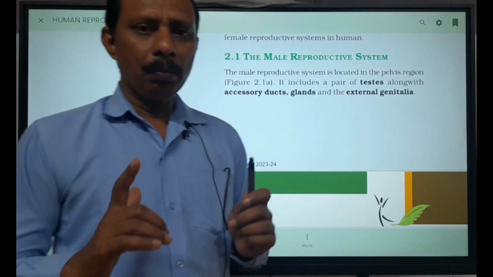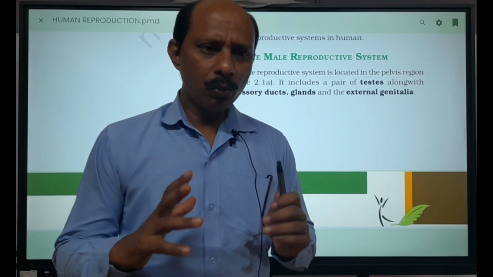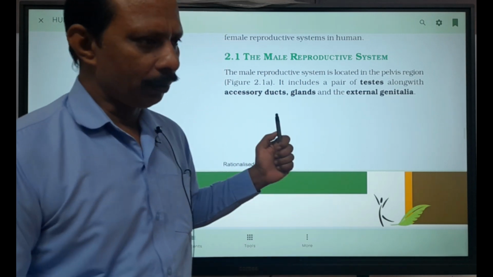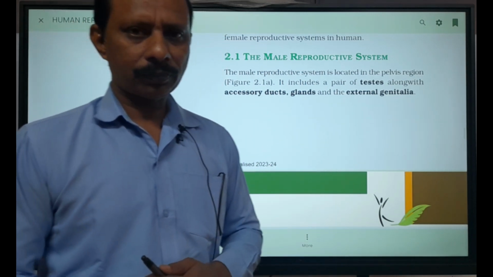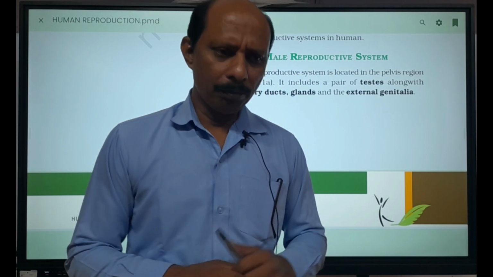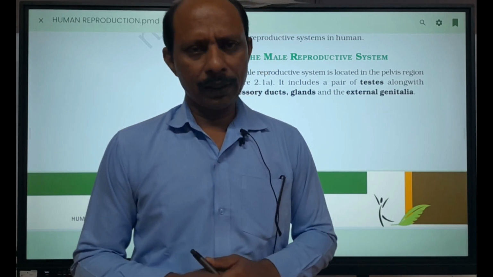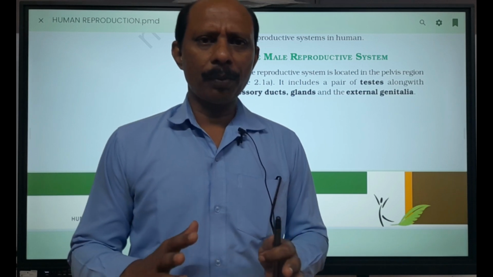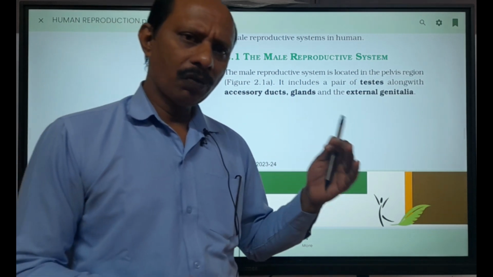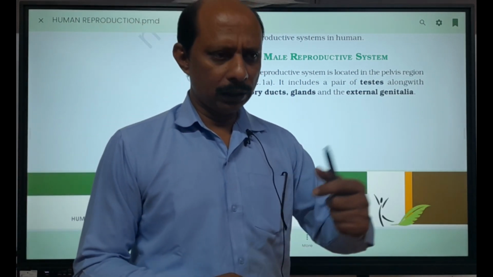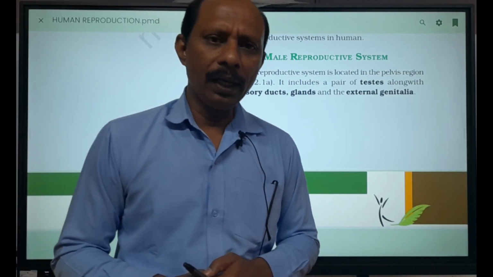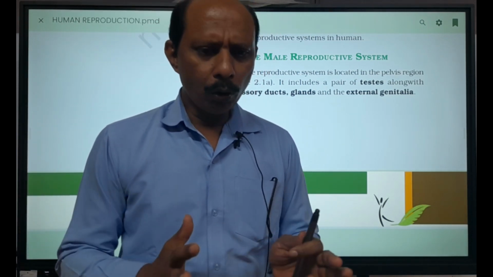Here, two mesonephric ducts are formed, which are responsible for the formation of the reproductive ducts, or we can say accessory ducts. In male, the Wolffian duct is responsible, but in female, it is the Mullerian duct. The Wolffian duct forms the epididymis and vas deferens. In female, the fallopian tube or oviduct, and the uterus are formed from the Mullerian duct.